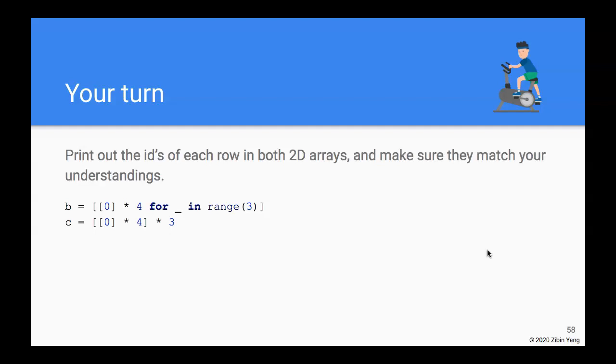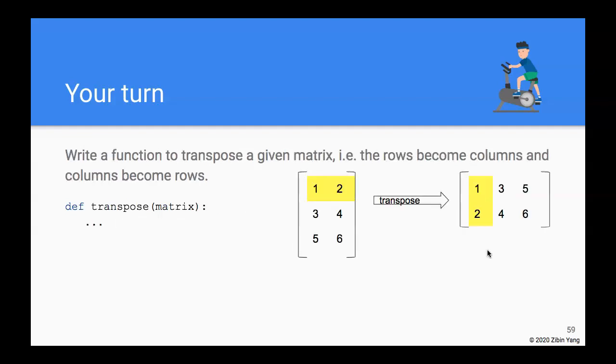And to give you one more exercise on this topic as well as 2D arrays in general, please write a function to transpose a given matrix. Transposing a matrix is actually a very common operation, and that involves just changing each row into a column. So the row 1, 2 becomes 1, 2 as a column, and the row 3, 4 becomes 3, 4 as a column. So please pause the video and give this a try.